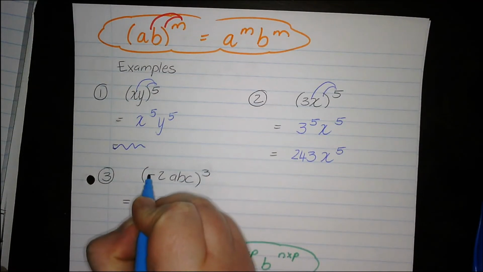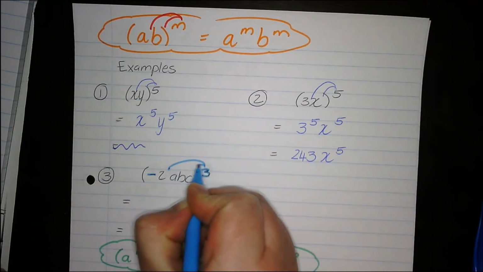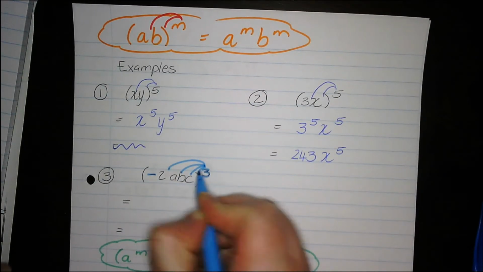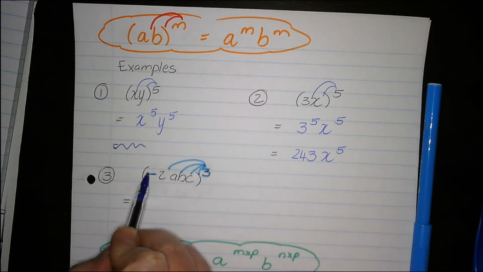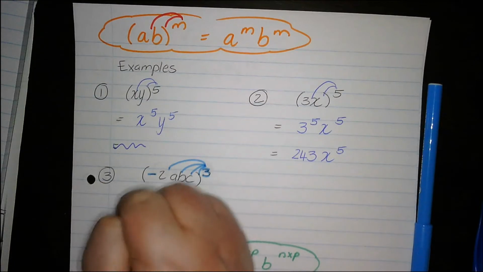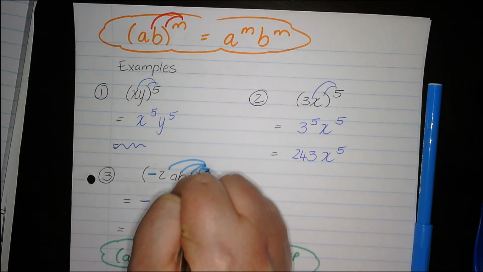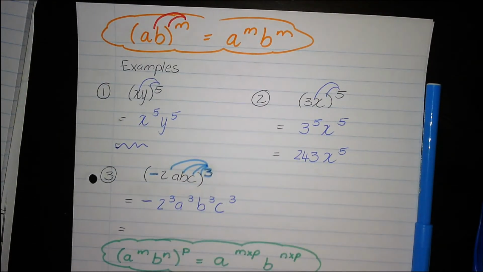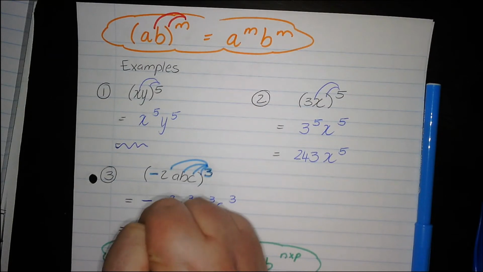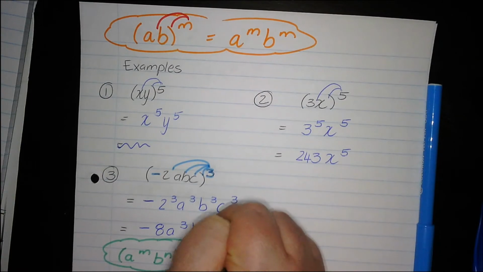Now for this one, we need to evaluate the sign as well. So it's a negative to an odd power, and that odd power goes to the 2, to the a, to the b, and to the c. Okay, so that is negative to an odd power, so that's negative 2 to the power 3, a to the power 3, b to the power 3, and c to the power 3. That gives us negative 8, a cubed, b cubed, and c cubed.